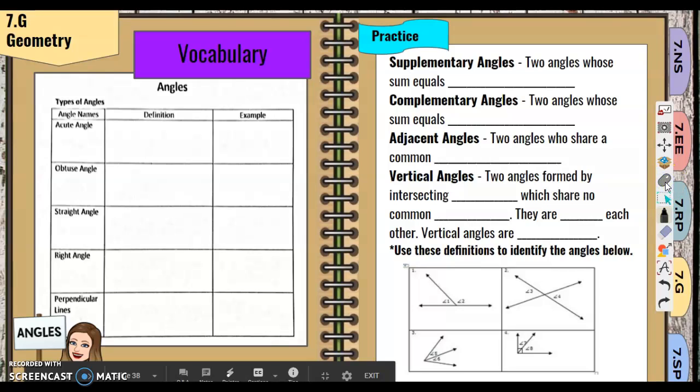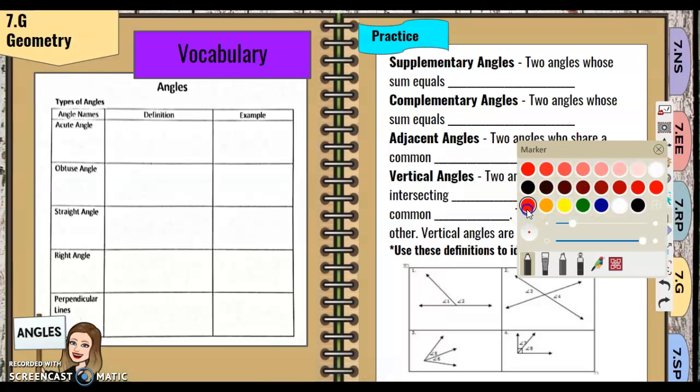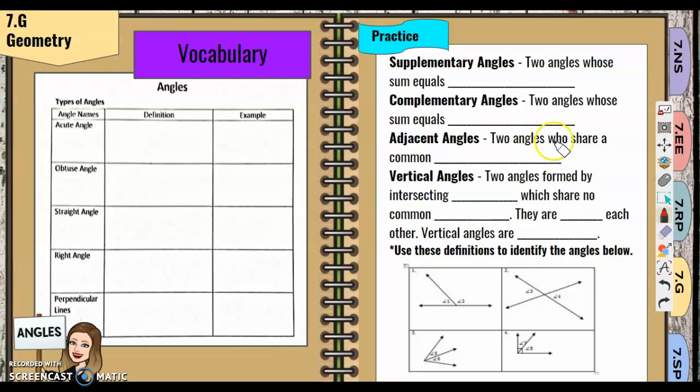All right, so in this geometry unit, we're going to be talking about angles, angle relationships, triangles, and we're going to break this into two sections. So let's talk about some vocabulary words.